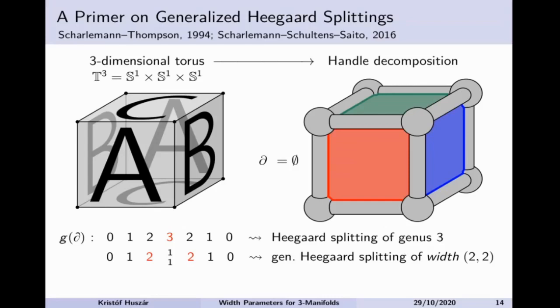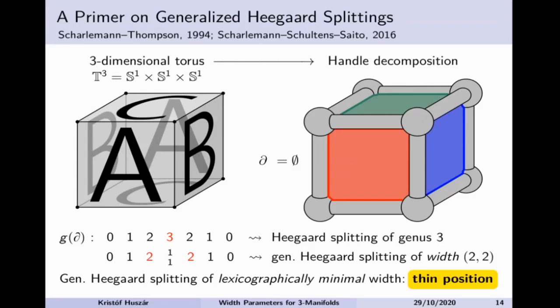And this way we can compare generalized Heegaard splittings. We can compare the width of two generalized Heegaard splittings by lexicographic order. And we say that the lexicographically minimal width is in thin position. And generalized Heegaard splittings in thin position have, as we will see very soon, some very useful properties. So that was a brief primer on generalized Heegaard splittings, one of the main tools which we have been working with. Now let's see how we can apply this construction in the context of Theorem 1.